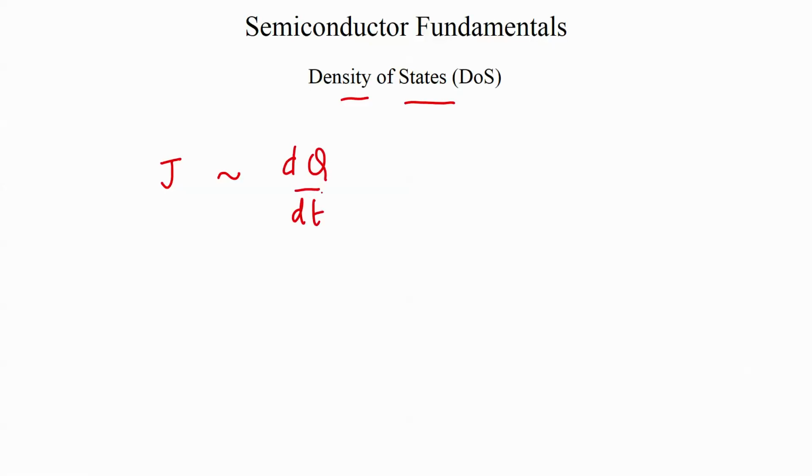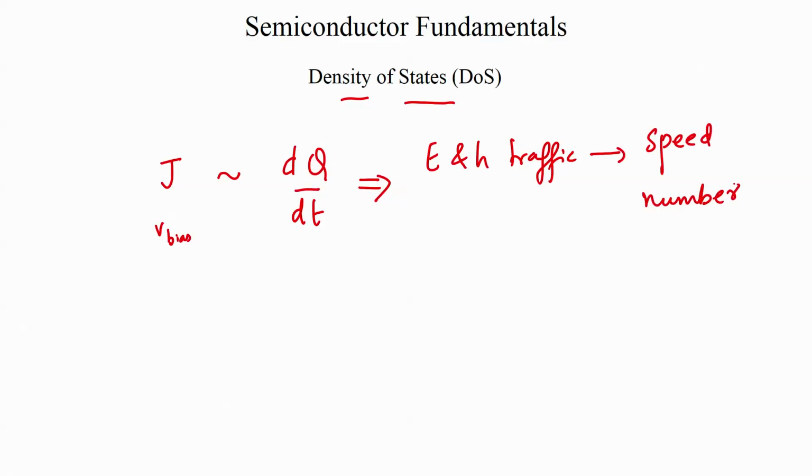To first order, this is what we would like to calculate when we subject the semiconductor device to different bias conditions. Now, this electron and hole traffic depends not only on the speed, but also on the number. The speed was very nicely characterized by something called the mobility of the carriers. But we have still not discussed anything to do with the count on the number of carriers.